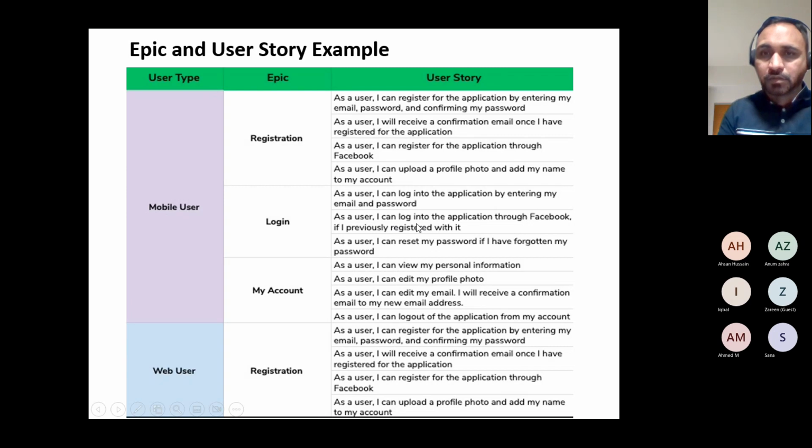The other one: as a user, I can log into the application through Facebook if I previously registered with it. Remember, we gave the example of using Facebook credentials, or you can add Google as well, right? As a user, I can reset my password if I have forgotten my password. So many variations with login. As I mentioned, you can also say, as a user, I'm unable to log in using wrong credentials. When you say wrong credentials, you can also split it into two, like using a wrong user ID as the first story. The other story could be using a wrong password. So many variations. You can break it down wherever you want.